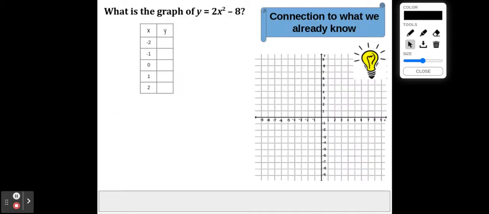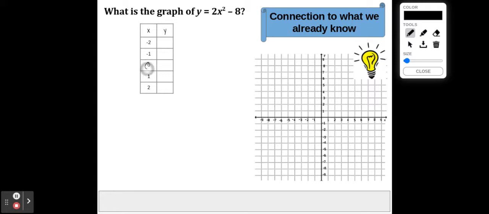Okay, so let's try and connect this to something that you already know. We know how to graph a quadratic function. So I have y equals 2x squared minus 8. Now, what I want to do here is just go ahead and plug in some input values. And I made you a table right here. And we're just going to plug in the values -2, -1, 0, 1, and 2 right into that function. And then we're just going to do a quick sketch of the parabola.